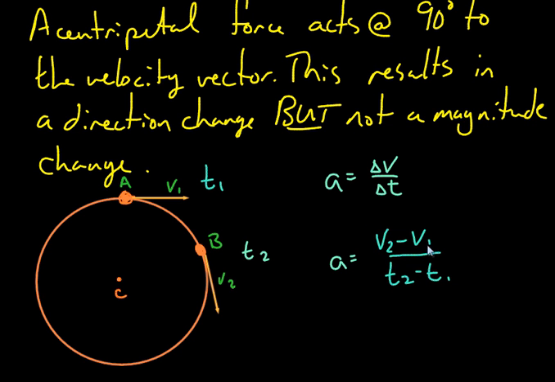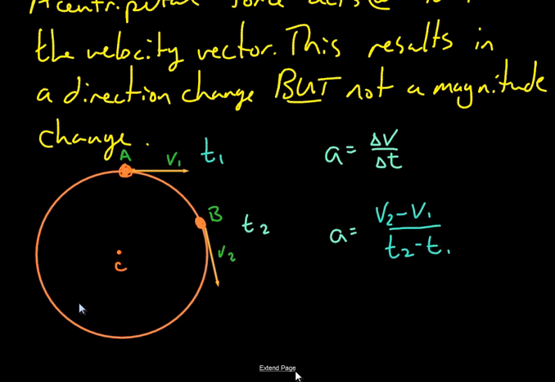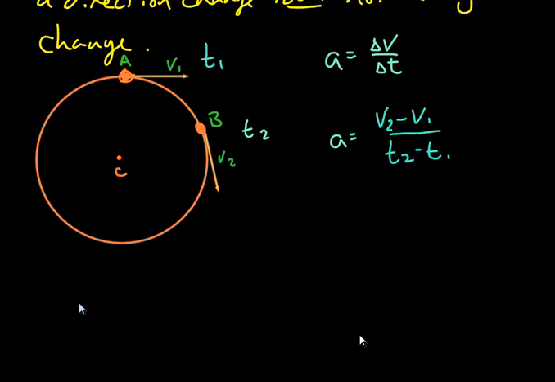Well, this is a bit of a problem. The way I've done this, if we just put numbers in here, we're going to get 0 on top because the magnitude has not changed. But we have a way of subtracting vectors that we learned earlier, and that's to do it graphically. So let's take these two vectors and see what we can do with them. What we want is v2 minus v1. So I'm going to copy this one and move it over here, and this one, move it over here.